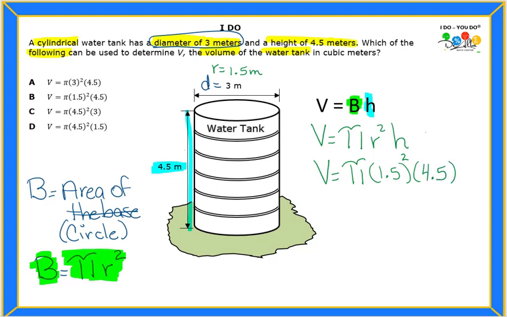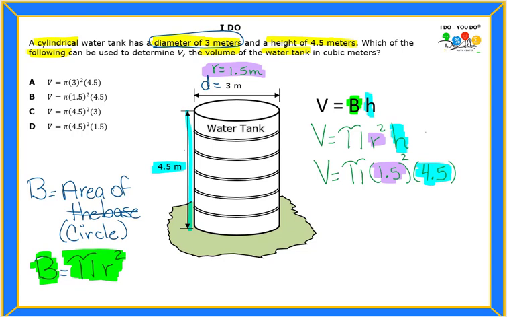Okay? So make sure that you pay attention. What are we replacing? This is the radius. And I replace it right there, right? The height, we already had it as a 4.5. So I'm just replacing that one. And the pi, I'm just bringing it down.